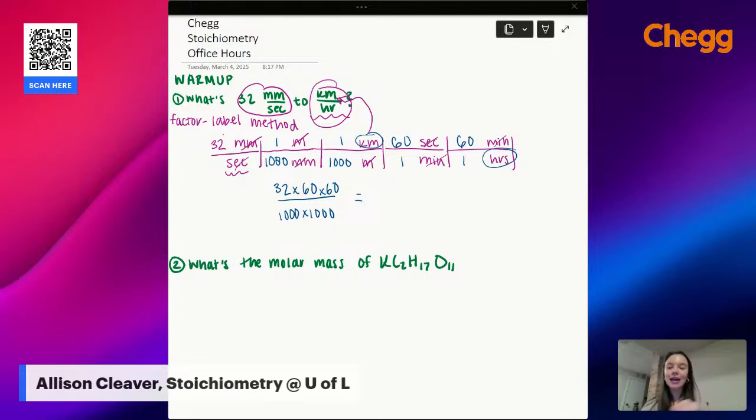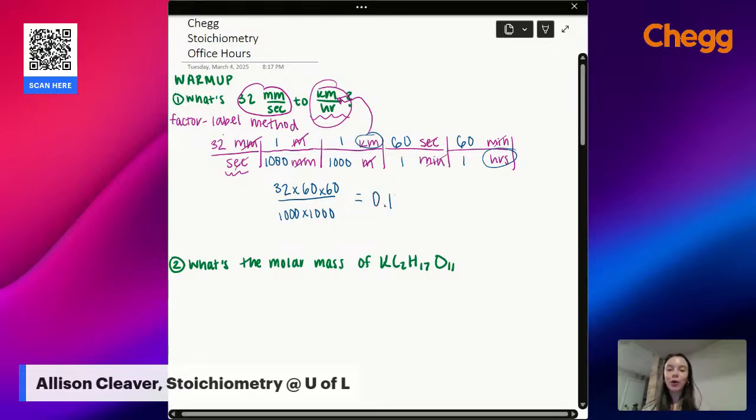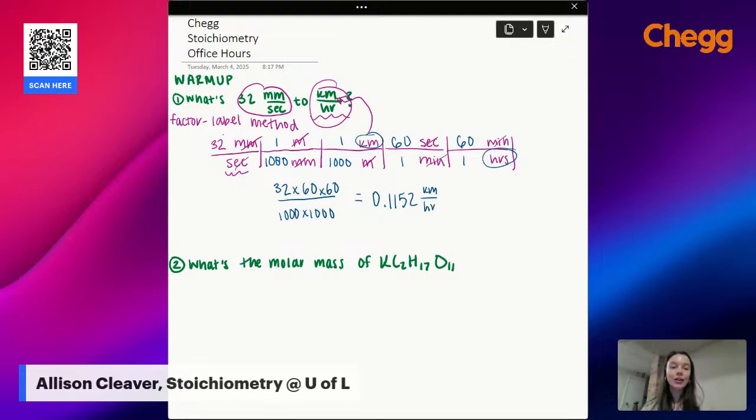All right, if you guys said 0.1152 kilometers per hour, you are absolutely correct. Great job. There's one little tiny thing we need to do before we can say this problem is done. Goodness, it's a Wednesday night for sure. We need to use significant figures.